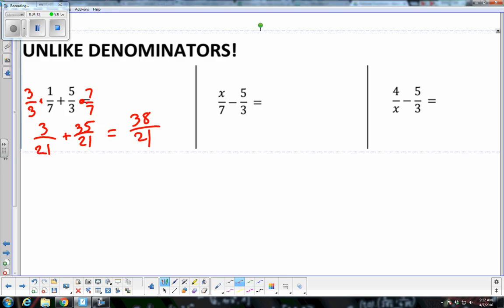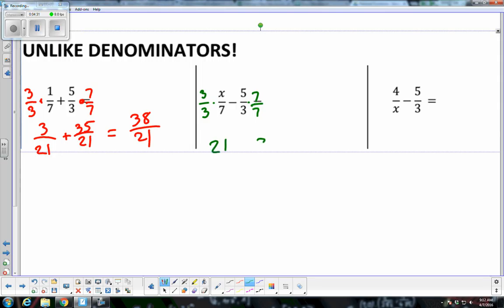Okay, so a little bit of easy, unlike denominators, making the same. That shouldn't throw you off that much if you have a variable at top. You're still going to treat it the same. Multiply the bottom by 3 and the top by 3. Multiply the bottom by 7 and the top by 7. That will give us like denominators of 21 and 21.